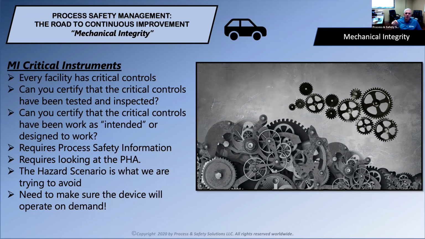We need to make sure that when we're looking at a PHA, we're looking at the hazard scenario, what we're trying to avoid. If we're trying to avoid a catastrophic failure of a vessel, then that is a critical safety device. We can all agree that if there's a safety consequence identified in the PHA and we have devices that keep that from happening, then those devices should be considered critical instruments. We need to make sure that the device will operate on demand. Same way we talked about relief valves a second ago, we need to make sure that our critical controls operate when they're demanded to do so.